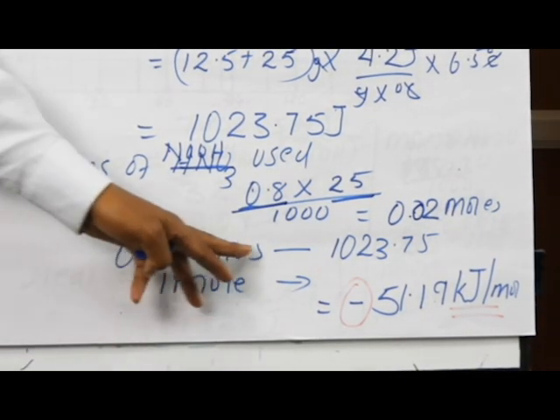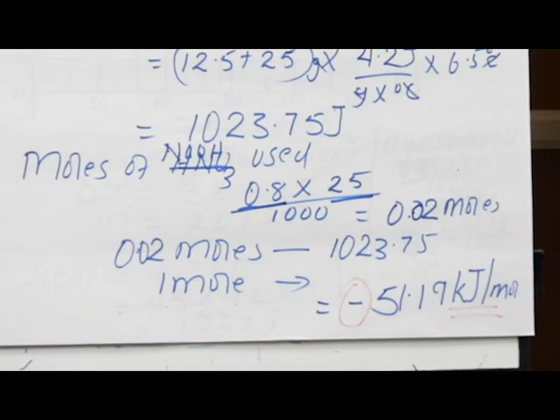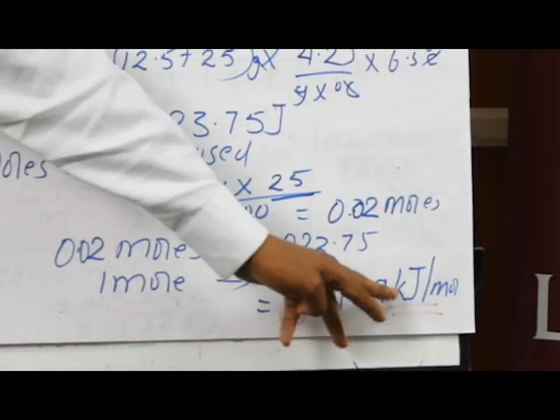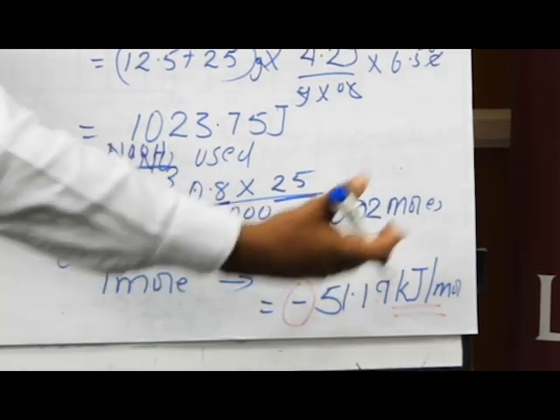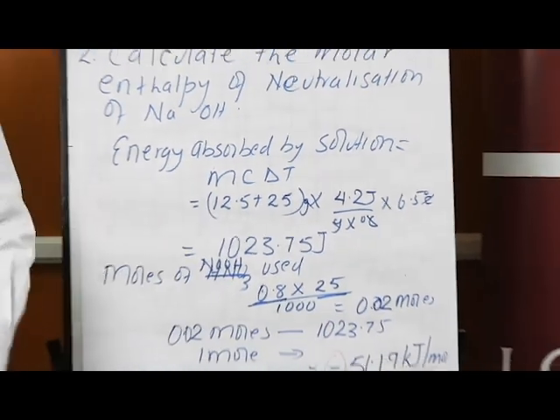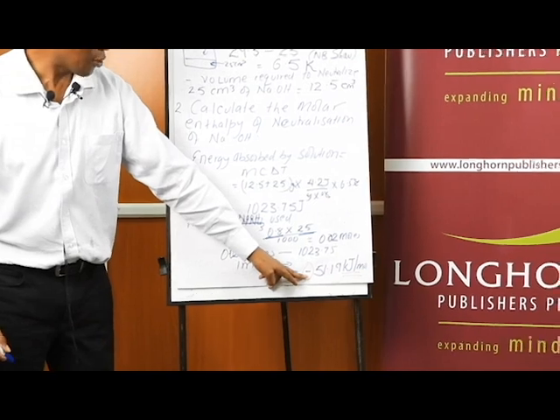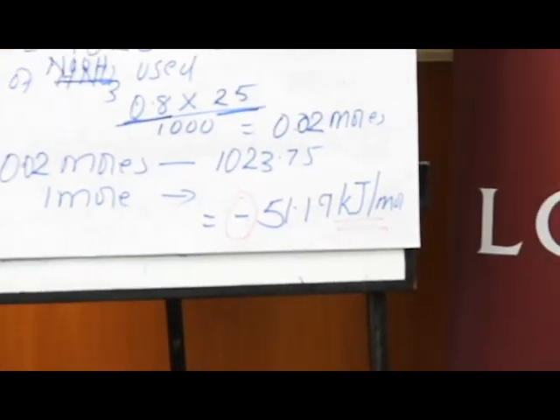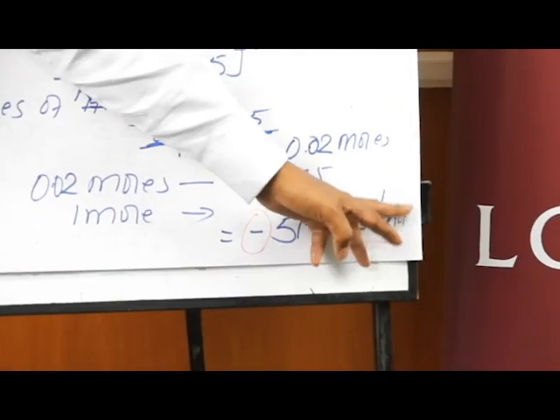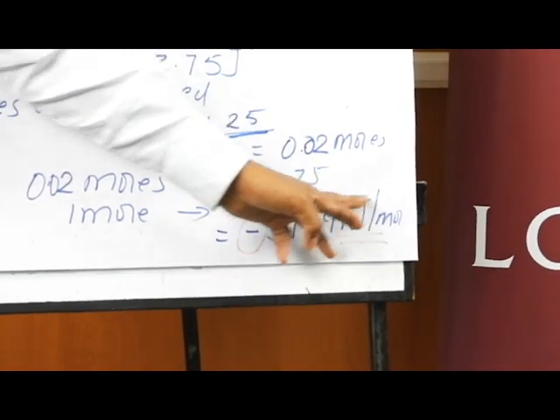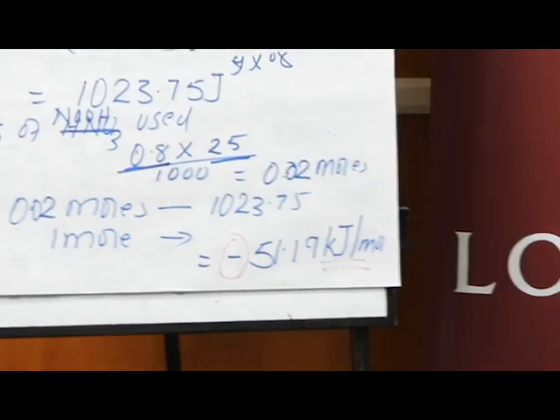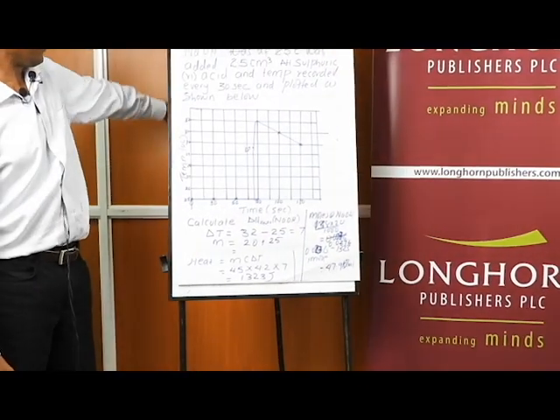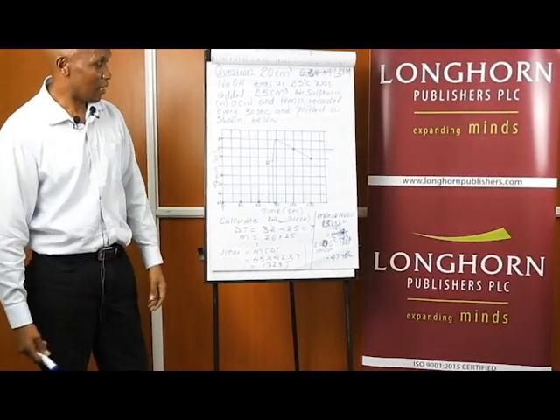So the 0.02 moles is producing 10,237.5 joules. What about 1 mole? And that is what I have. I've divided by 1,000 to convert that to kilojoules. Please note, it is exothermic. There is a rise in temperature. The temperature of the surrounding is increasing. Then the unit is kilojoules per mole. And that is it. Now you could have a look at the other example.